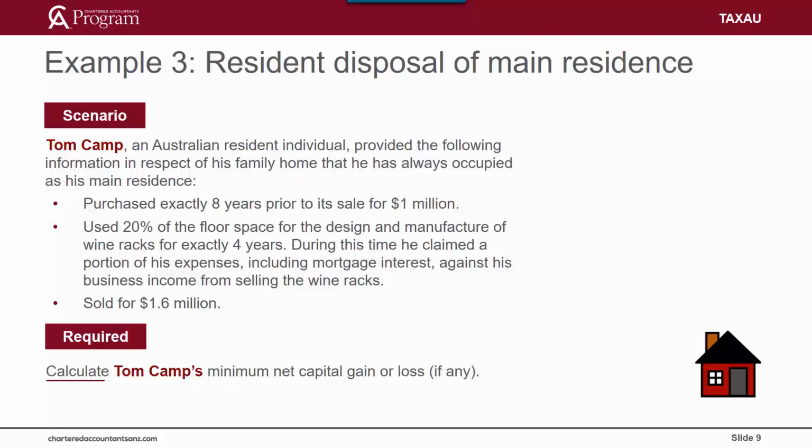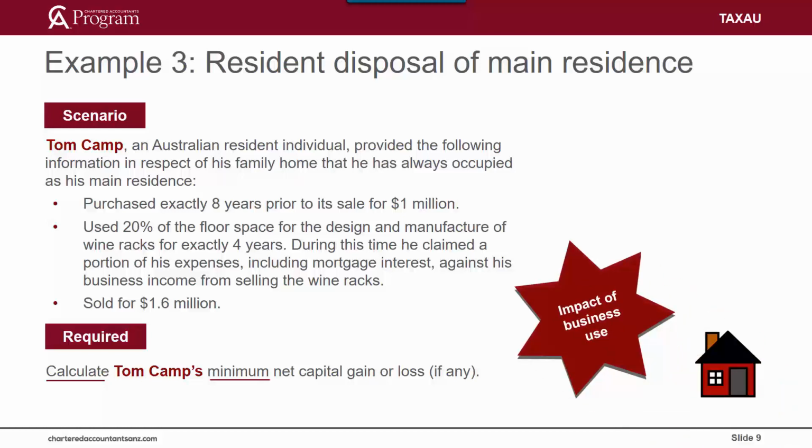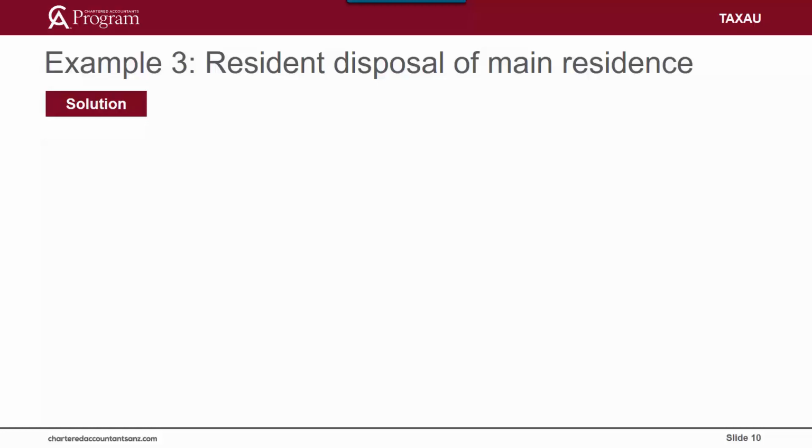The task word, once again, is calculate, so you know in the exam that you need to quantify your answer and to maximise marks that you should show all workings. And the required also asks you to minimise the net capital gain. So, in an exam, you would also need to consider the method to apply that will give you the minimum capital gain. In this example, indexation is not relevant, as the home was purchased 8 years ago, which is after September of 1999. The key to answering this question is to consider the impact of the business use on the main residence exemption. So let's review the solution.